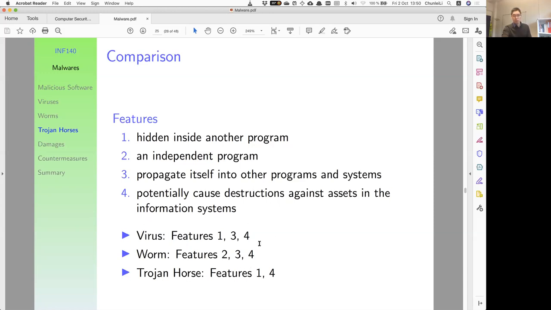From our introduction of this malware, for virus, it has features 1, 3, 4. For worms, they have features 2, 3, 4. And for Trojan horse, they have features 1 and 4.